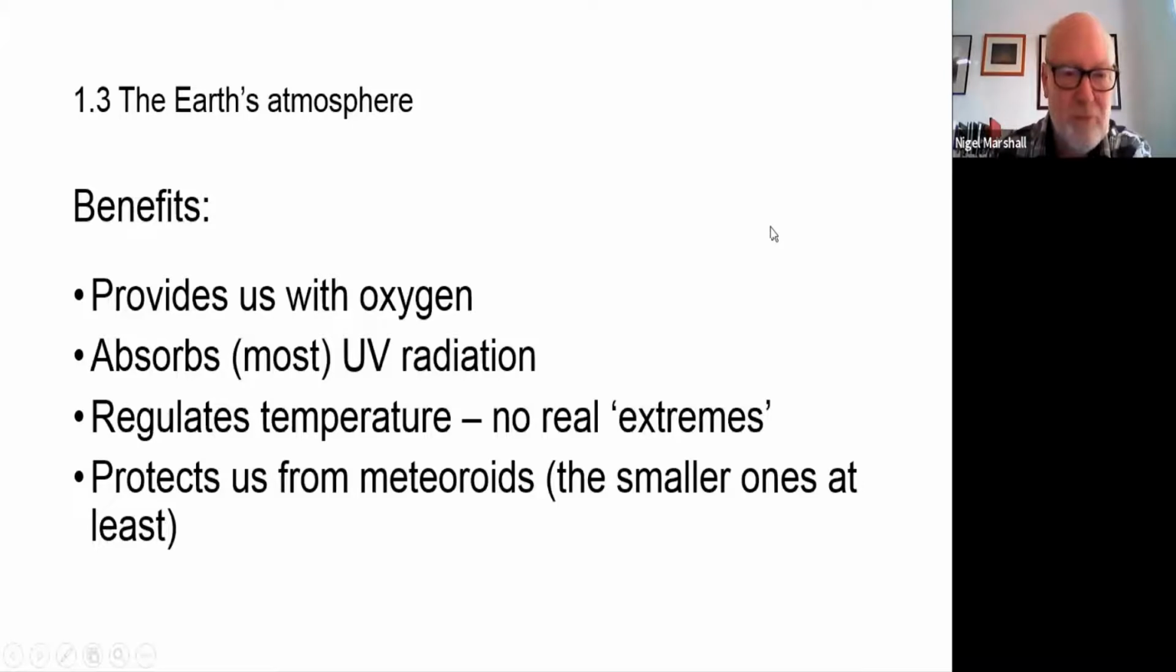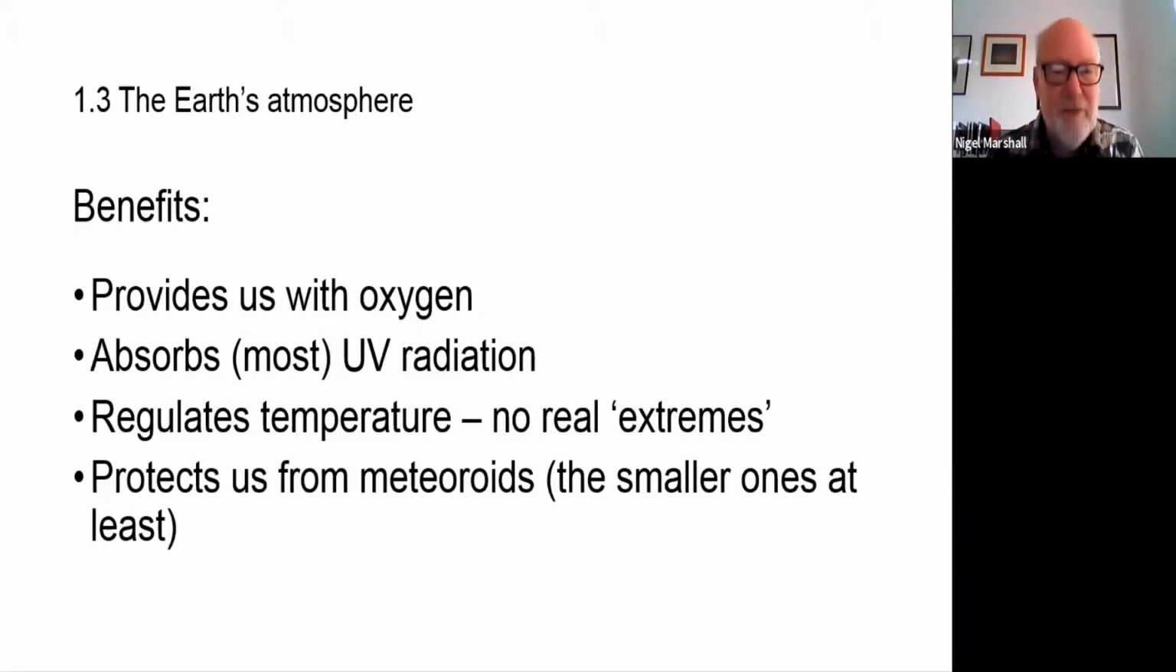Okay, well, we look at the Earth's atmosphere really from an astronomical point of view. I suppose in a way we wouldn't have any astronomers if we didn't have oxygen to breathe. So there's an obvious benefit there, and that would be sensible as an answer if you're asked to list 3 benefits of the Earth's atmosphere.